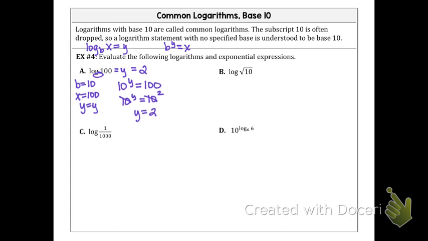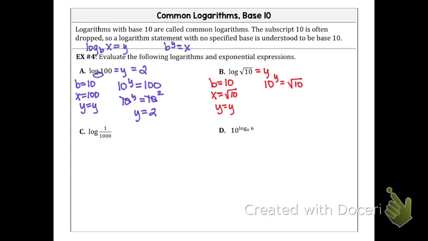All right, b, log of the square root of 10. So this is in log form, so I'm going to put equals y. So my base, it's not written, it says log, so it's base 10. My x is the square root of 10, and y is what we're looking for. So I'm going to change it to exponential, so b to the y equals my x.